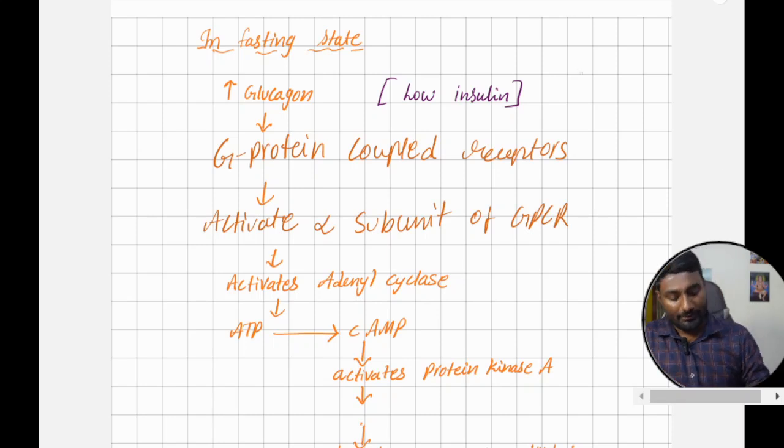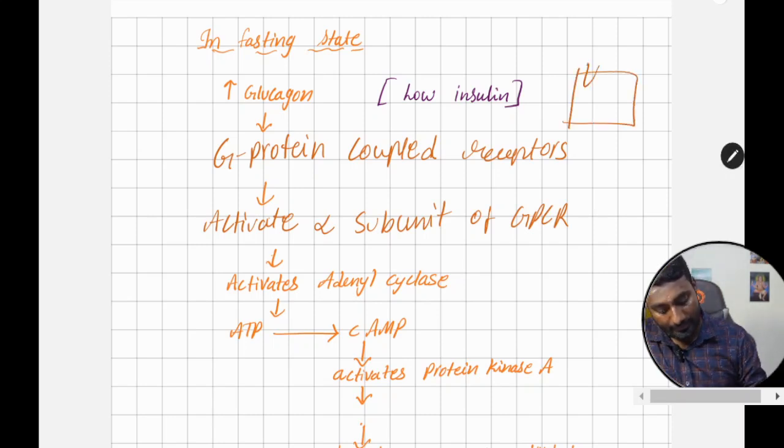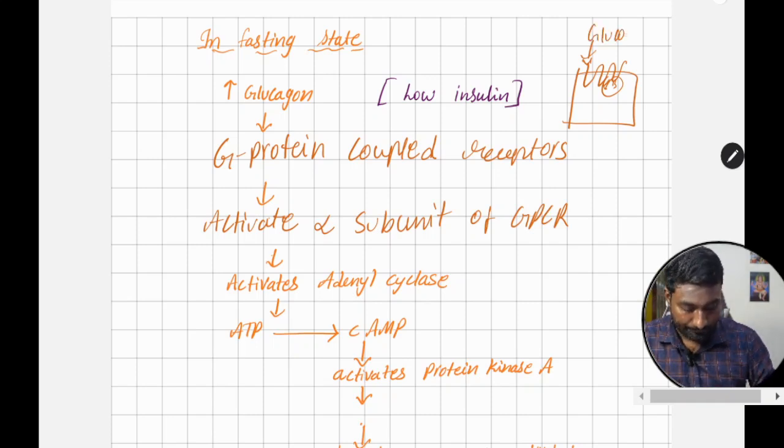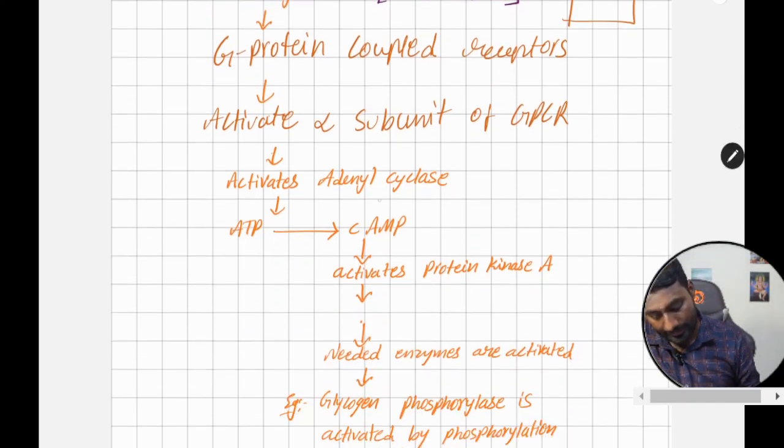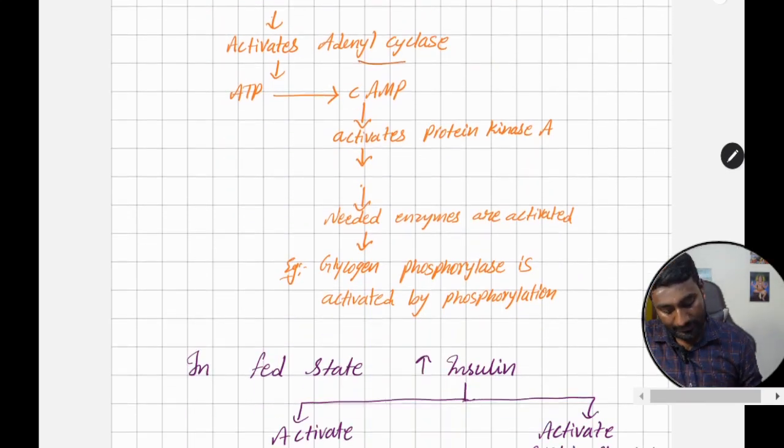Now suppose it is a cell, and here is your GPCR receptor, which is like a serpentine and crosses the membrane 7 times. Once glucagon comes and acts on it, on the inner side you have the alpha subunit, beta, all this. Once glucagon comes, it is going to activate the alpha subunit of the GPCR, and then this alpha subunit is going to activate adenyl cyclase. Now this adenyl cyclase converts ATP into cyclic AMP.